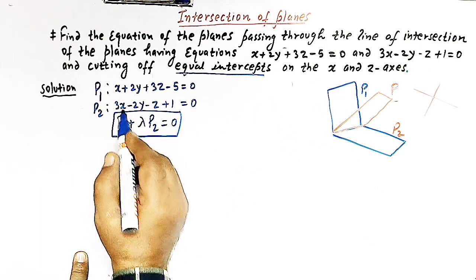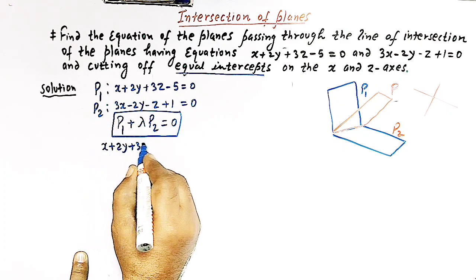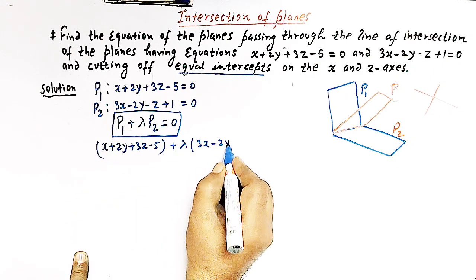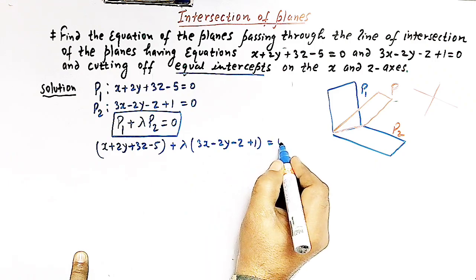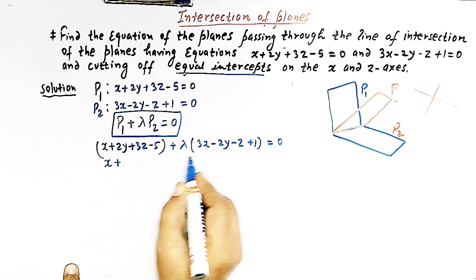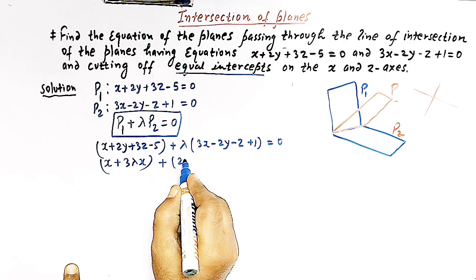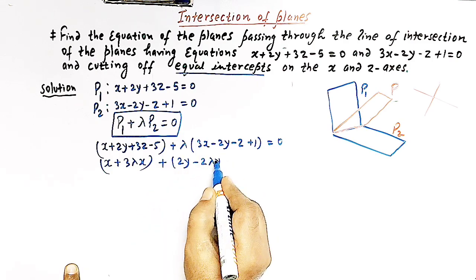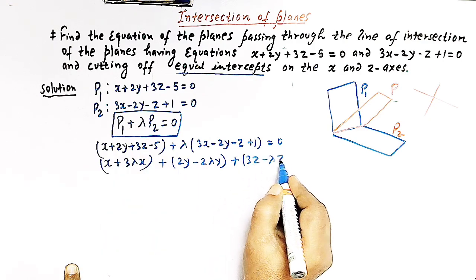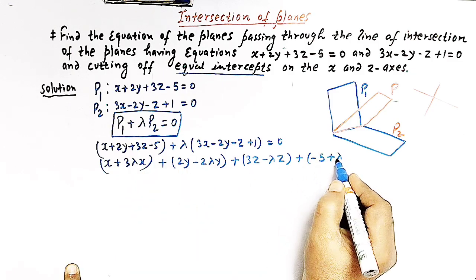So let us substitute the value of P1. So the plane P1 is x plus 2y plus 3z minus 5, and then we have lambda times (3x minus 2y minus z plus 1) is equal to 0. So let us rearrange this equation. So we have x plus 3 lambda x, and then we have 2y minus 2 lambda y, and then we have here 3z, and then we have minus lambda z, and then we have minus 5 plus lambda is equal to 0, right?